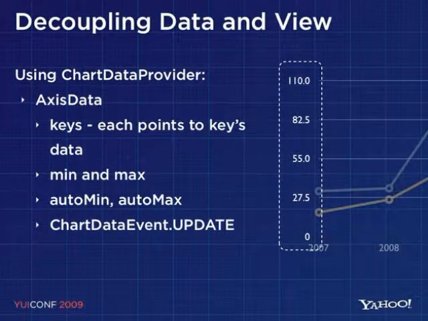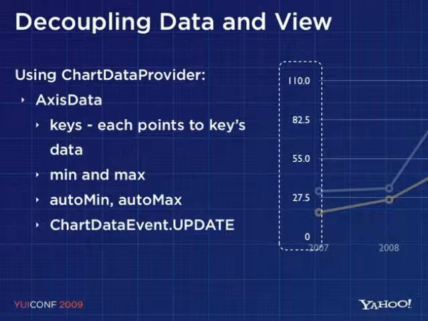So that's the basis. That's the chart data provider. And the next data class that's using the chart data provider is the so-called axis data. So the axis data provides data for an individual axis, and it provides the keys that point to that particular key's data in the chart data provider. So like we saw, a single axis can be keyed off of multiple keys, and it has to include all of them.